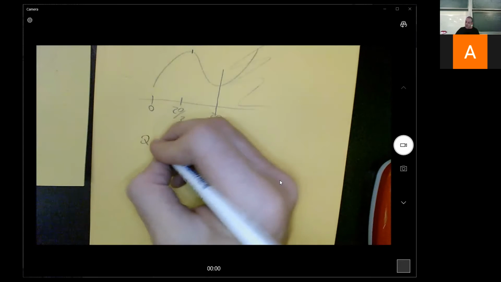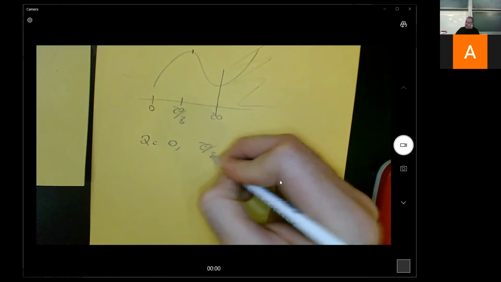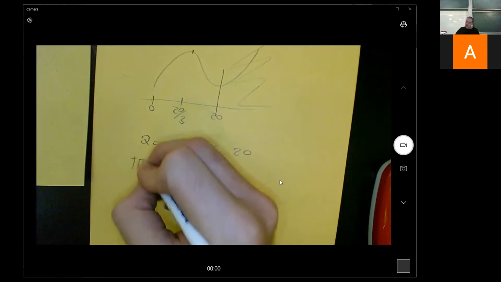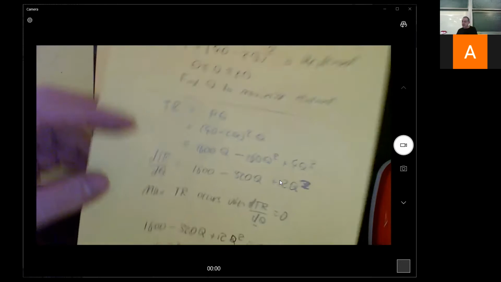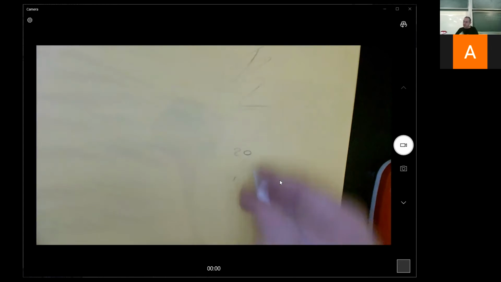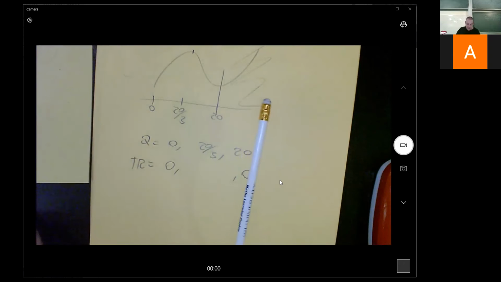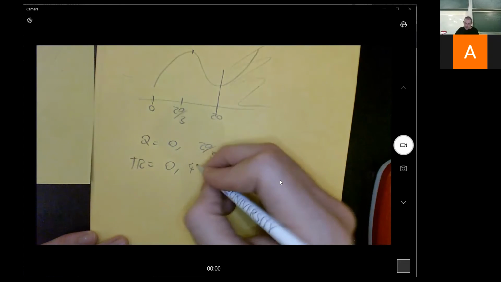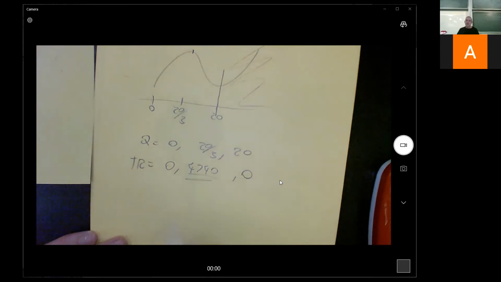And so when Q equals 0 and 20 divided by 3 and 20, the TR is this times 0, which is 0. At 20, it was 20 minus 2 times 40 minus 2 times 20, which is 0. And then I'm going to have to ask my calculator what happens when it's 20 over 3. Which is 4,740. So the maximum is definitely here.